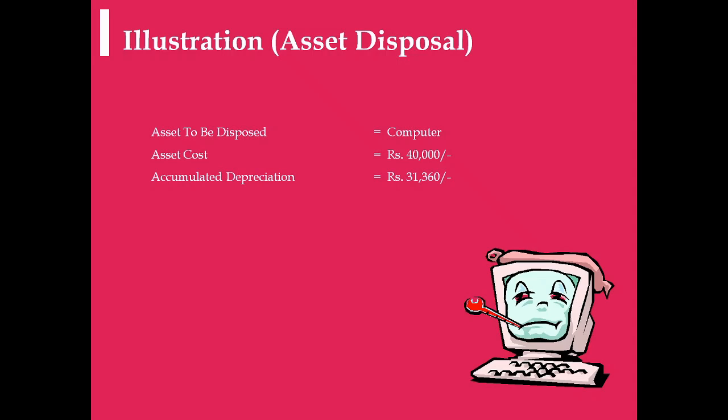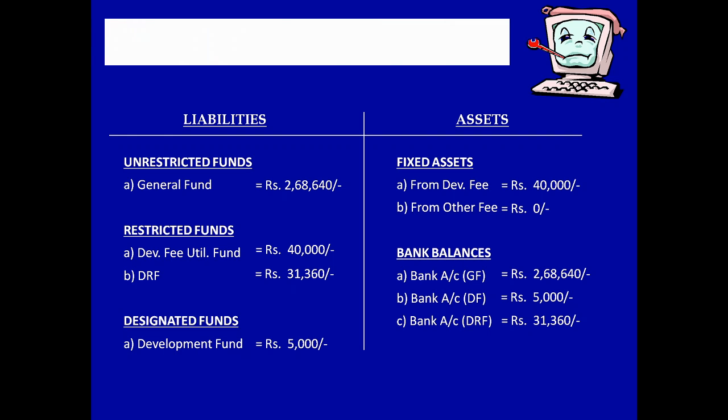The accumulated depreciation from the last slide, we have seen that it was 31,360 rupees, and let's assume that the salvage value, the value that we are going to get by selling it off, is about 1,000 rupees. So let us now fit these figures and see how the balance sheet looks.